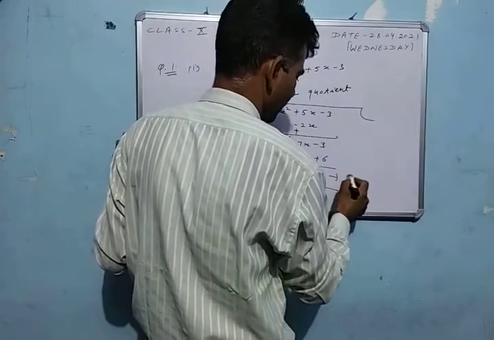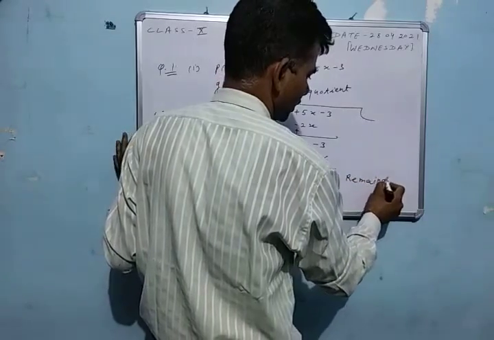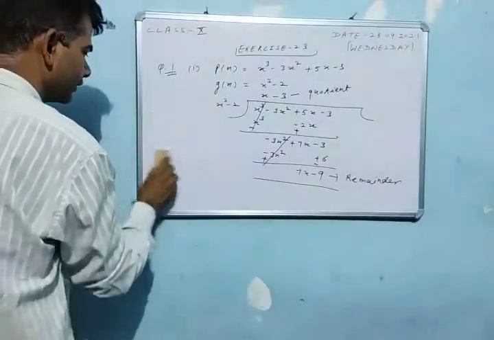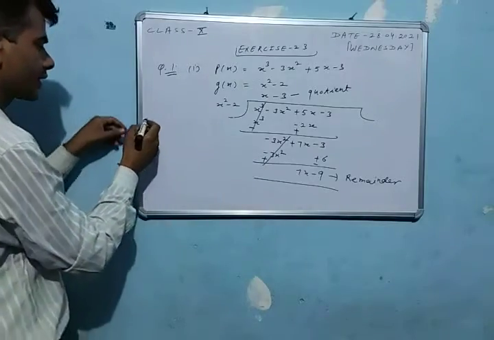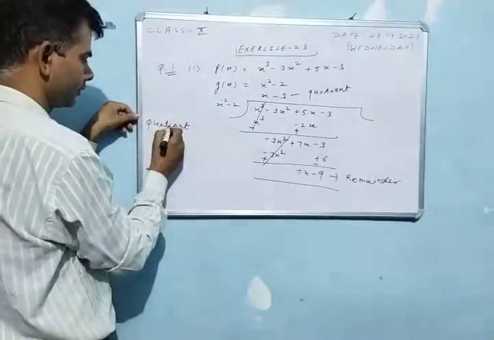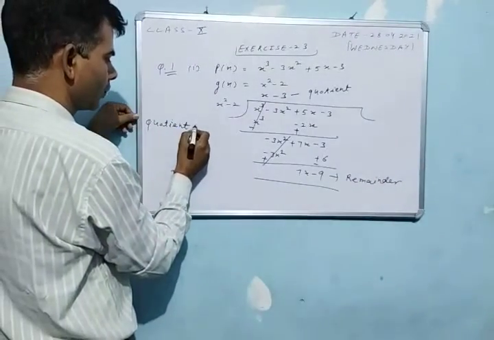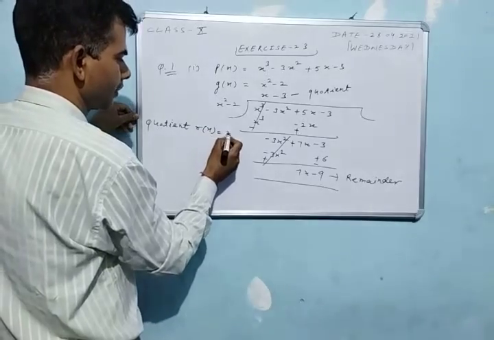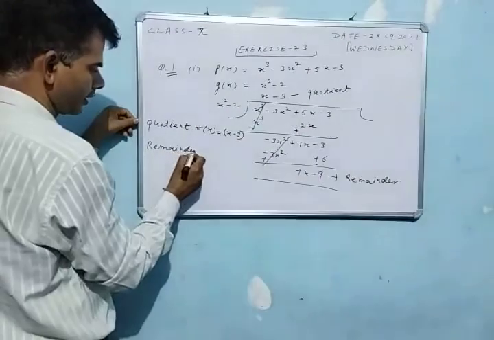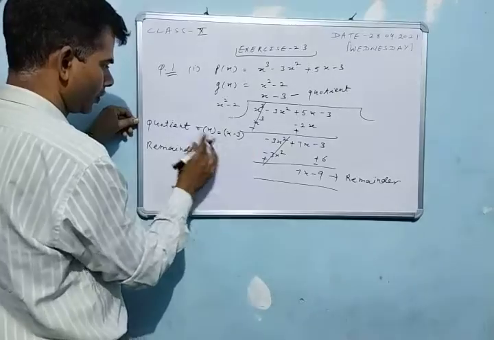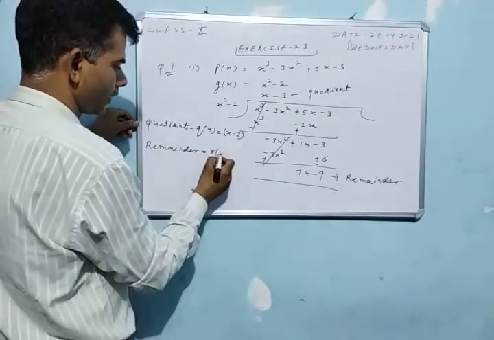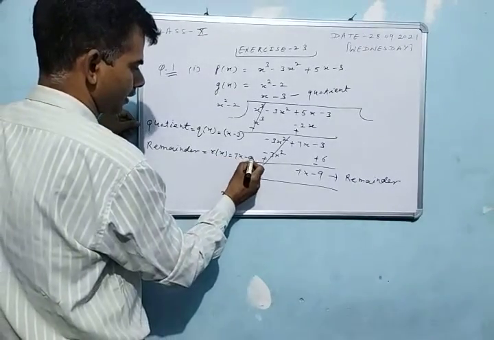And students, now it is your remainder. You can write as follows: your quotient is q of x, that is x minus 3, and your remainder is r of x, which is equal to 7x minus 9. Students, note it down.